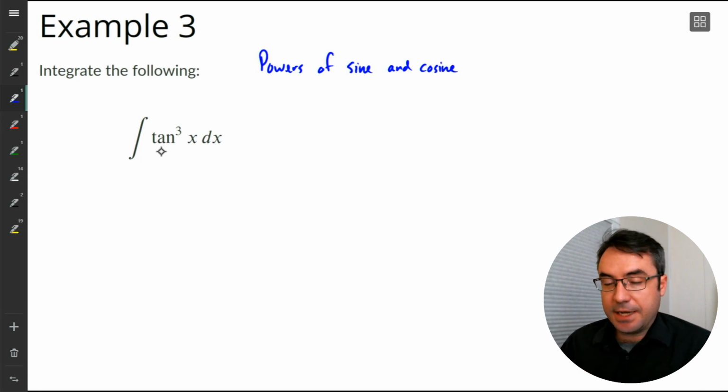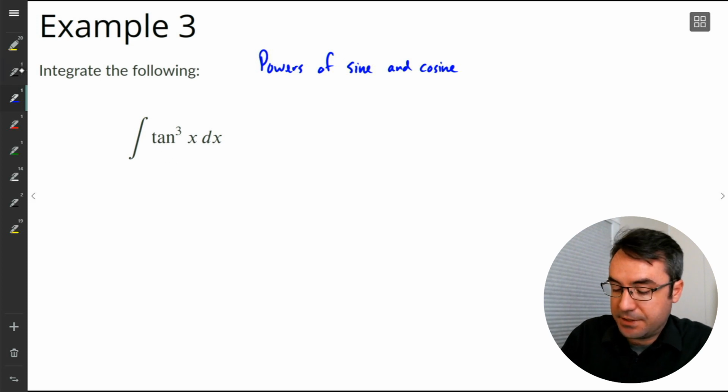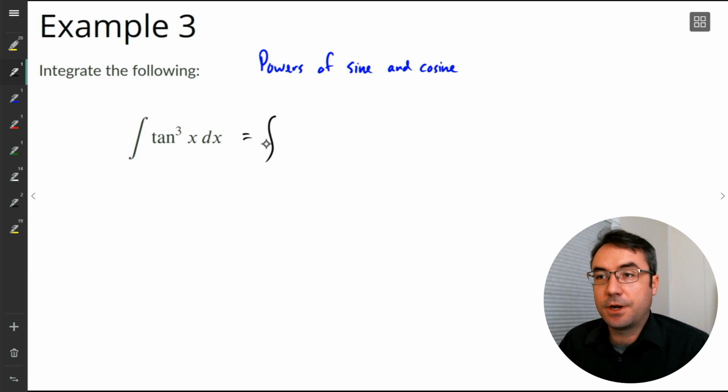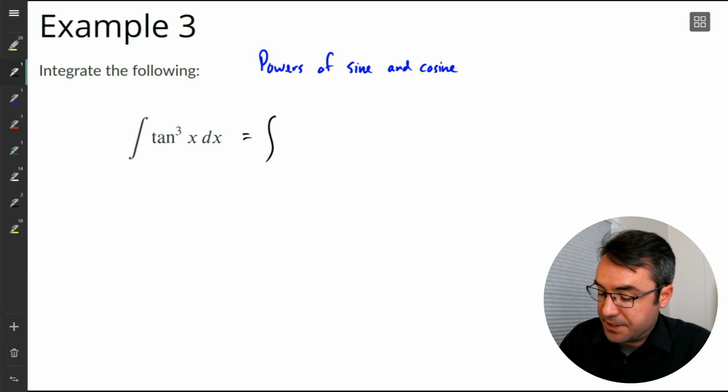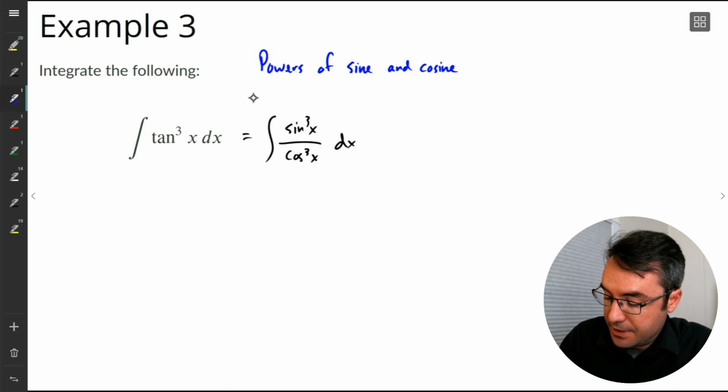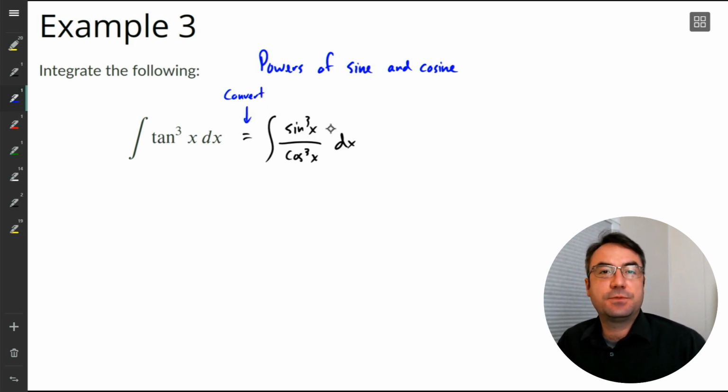So what is tangent x in terms of sine and cosine? Well, it's sine over cosine. So this integral, if we're going to convert, is going to be sine cubed over cosine cubed. So what we've done there is we've converted into powers of sine and cosine. And we have a whole strategy that we developed for how to handle powers of sine and cosine.